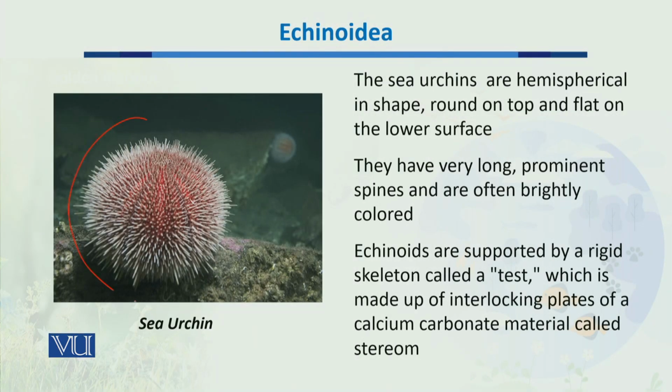This is the typical sea urchin you can see here. This is present in this class, Echinoidea. These sea urchins, as you can see, are hemispherical. They are spherical from this side, while they're flat on the lower surface. They have very long and prominent spines, and the individuals are often brightly colored.